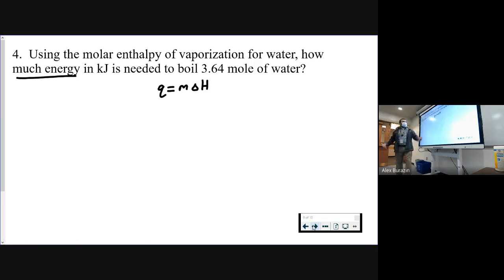Okay? So you can think about it like we're using this, or you can just do it factor label style and realize that when I take the moles multiplied by the enthalpy of vaporization, that is kilojoules per mole, the moles cancel out and I'm just left with kilojoules. Right? Maybe that's a better way of thinking about it. Maybe I'm confusing you if I write that up there.